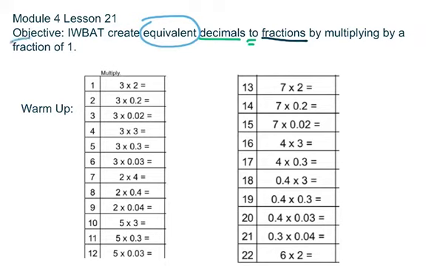So if we look at this idea of a fraction of 1, what I'm talking about is we're going to multiply by a whole number in fraction form. So a fraction of 1 would be 2 over 2, or 3 over 3, or 4 over 4. These are all considered fractions of 1. All right, so for right now, let's get started with this warm-up. Pause the recording. Go ahead and work through these multiplication problems. When you're ready to correct, come right back to us.